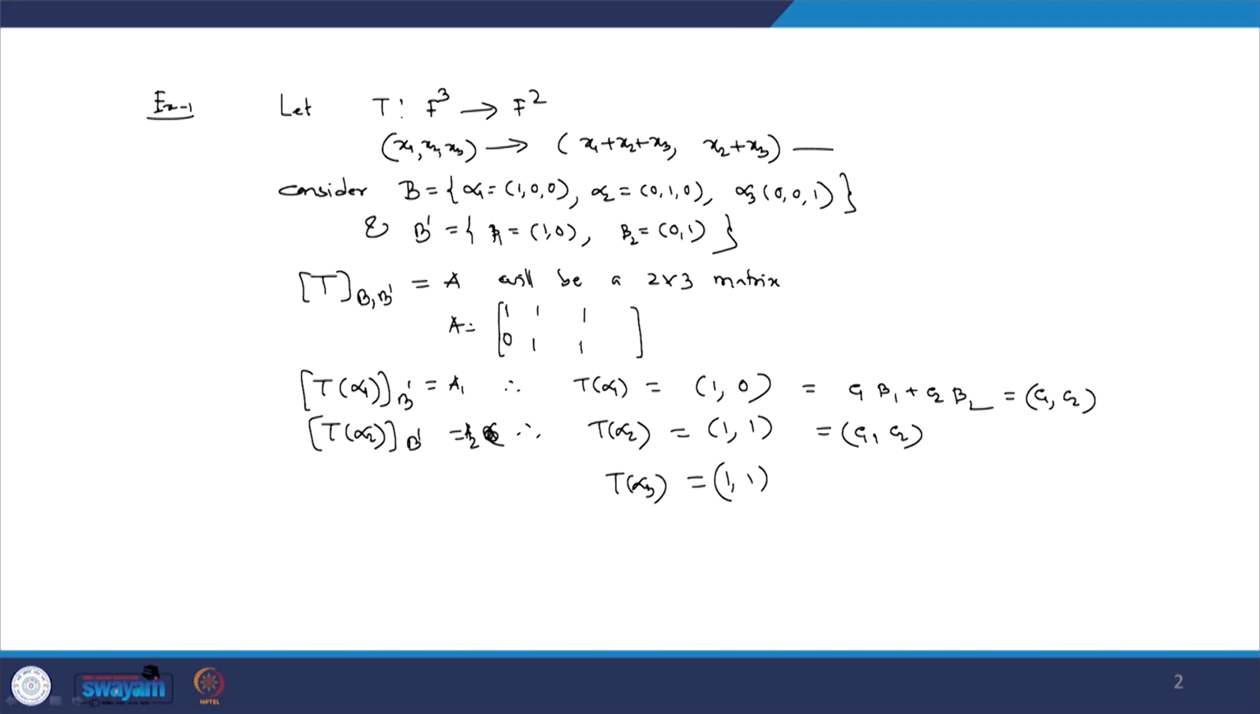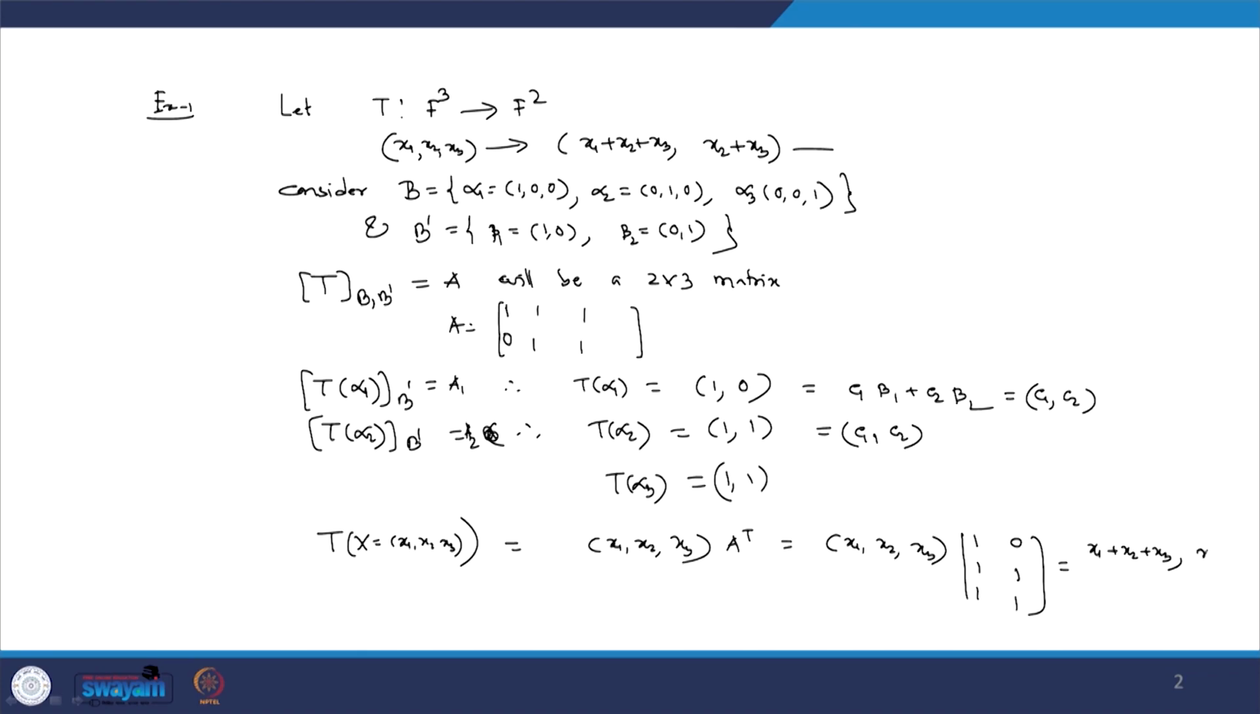Then, can I express the linear transformation T for this case with the help of A? Now, for this case to define T, I have to take T of any capital X which is equal to (x1, x2, x3). This will be equal to (x1, x2, x3) into A transpose. You can check it: this is (x1, x2, x3) into A transpose, which is the matrix with rows (1, 1, 1) and (0, 1, 1). So, this is equal to (x1 plus x2 plus x3, x2 plus x3).